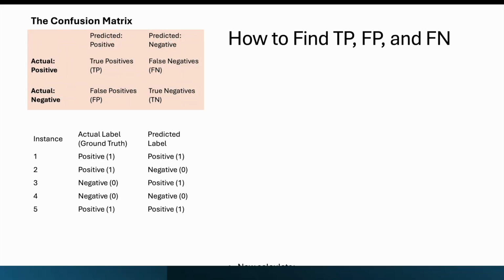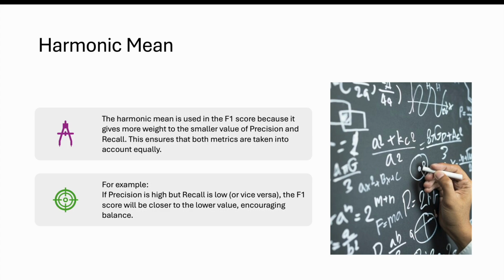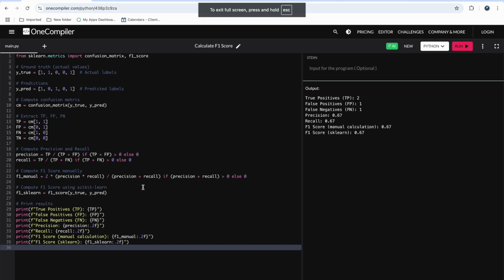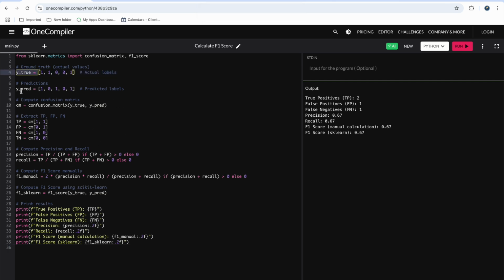So let's understand this using the program. Let's run the code. I have this sample code, and I have put in y true and prediction. Ground truth is what I have expected, and y predicted is what we have got from the model as predicted labels. The y true is what we got from the model, and y predicted is what I have put in the expected list.